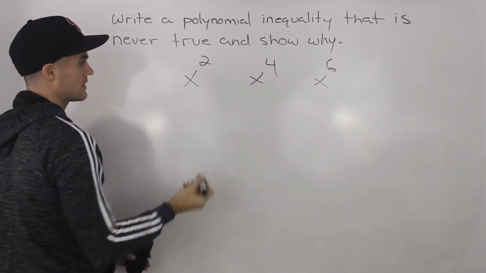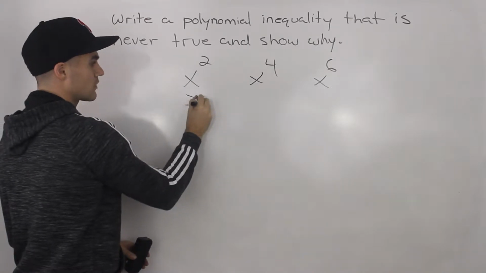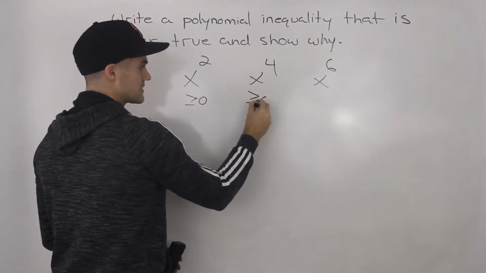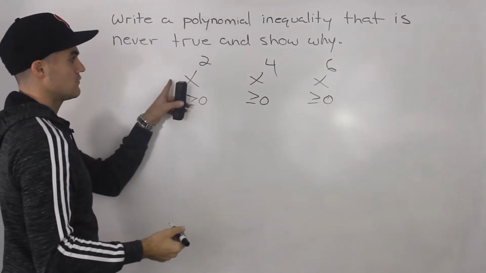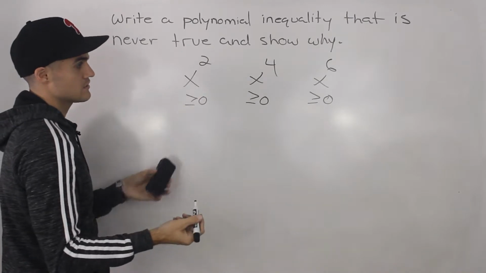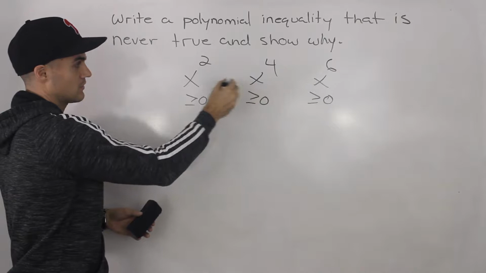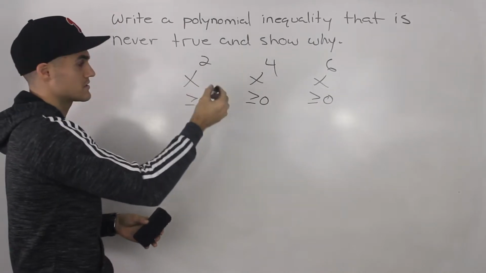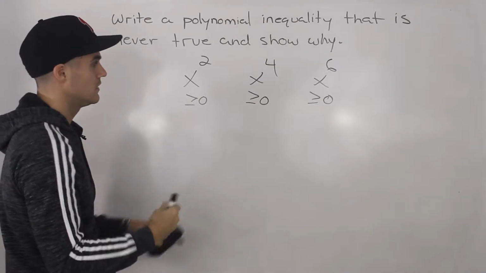And the reason why is because these expressions will always be greater than or equal to 0. You're basically guaranteed to have that. Because if you throw in a negative x value into any of these, it'll turn positive. And then if you put in 0, then it will be 0. And if you put in a positive number, it will be positive. So basically, these expressions can never be negative.